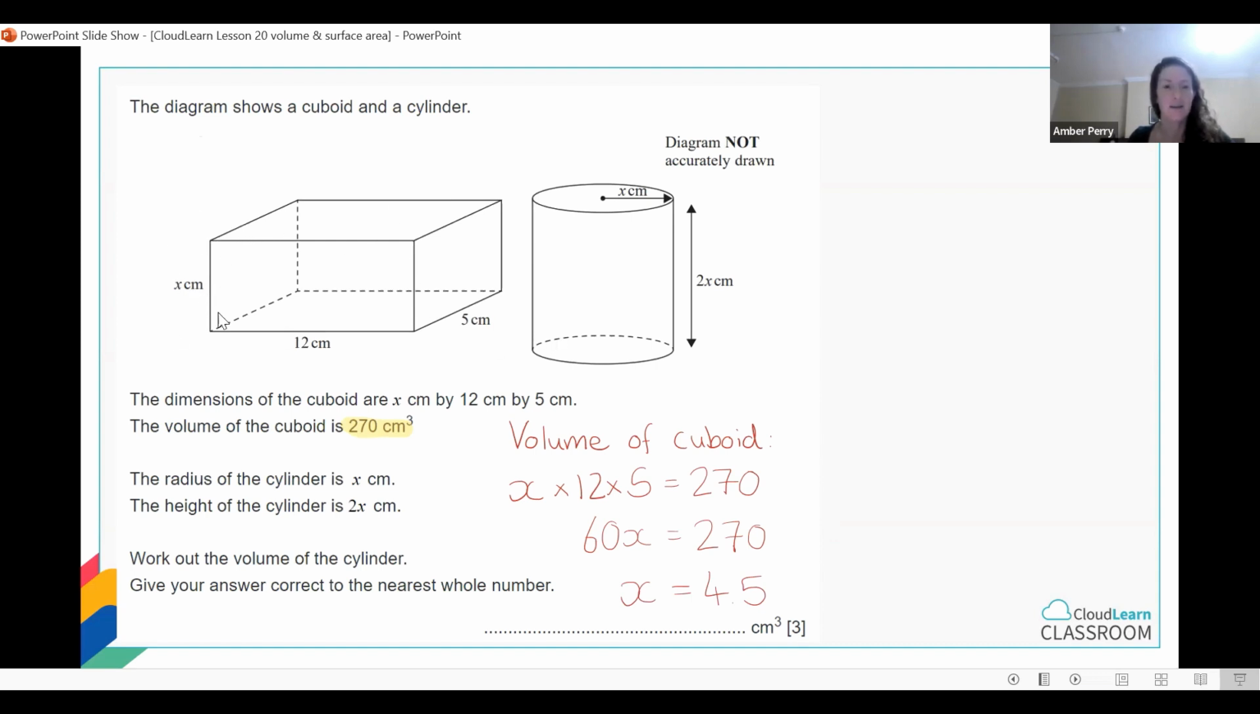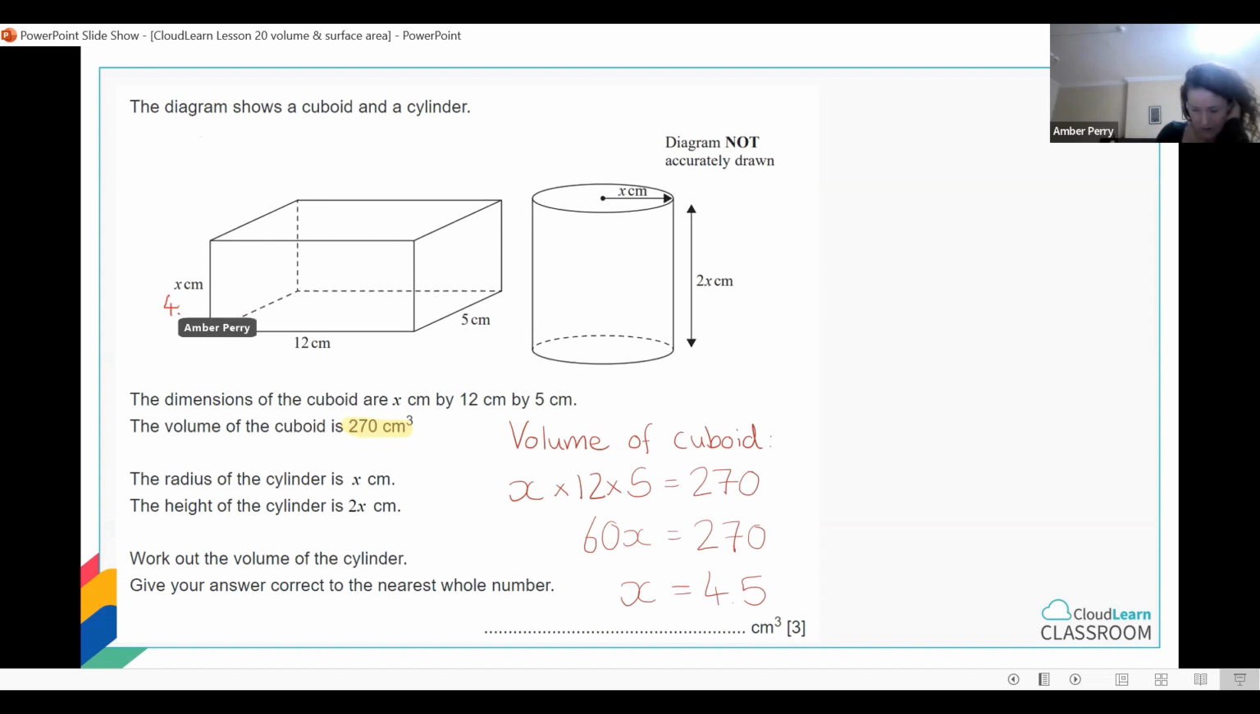If I had somehow made a mistake there, if I had thought, oh gosh, I've written 45 centimeters, that probably wouldn't make a whole lot of sense, fitting it almost back into this diagram. 4.5 looks about right. Okay, so now that we've got 4.5, I will go ahead and write that in. So x is 4.5 there.